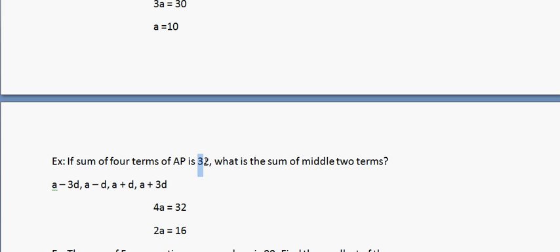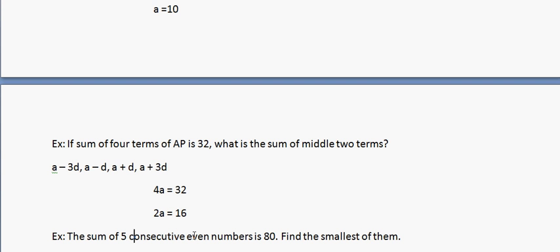Also, since we are given 4 terms, we know that the sum of the first and last would be equal to the sum of the second and third. So we have 2 pairs of 16, so 16 plus 16, obviously the answer has to be 16. I hope that you got it.